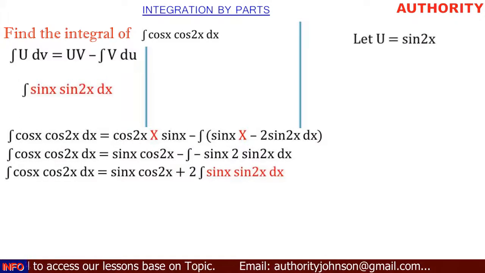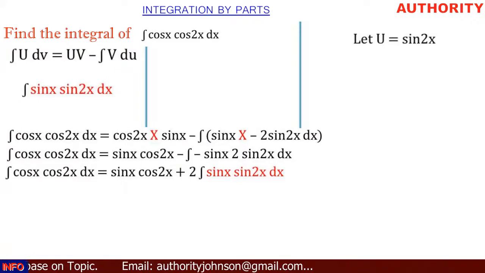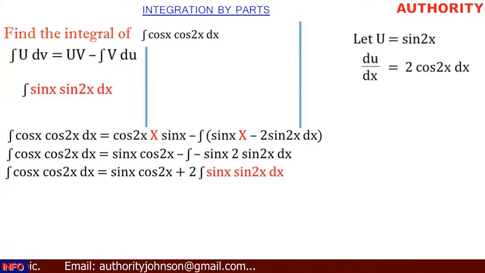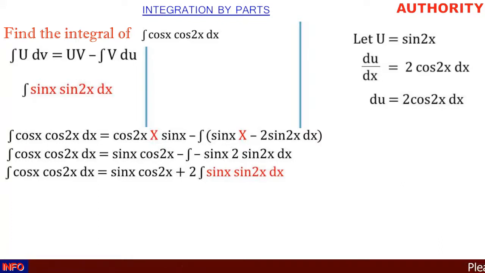All right, yes, and then we'll say u equal to sine 2x. So let's differentiate. The du over dx is going to give us 2 cos 2x. Is that true? Yes. Let's also make the du the subject. So when you make du the subject, we're going to just cross multiply. Then you will have du is equal to 2 cos 2x dx.